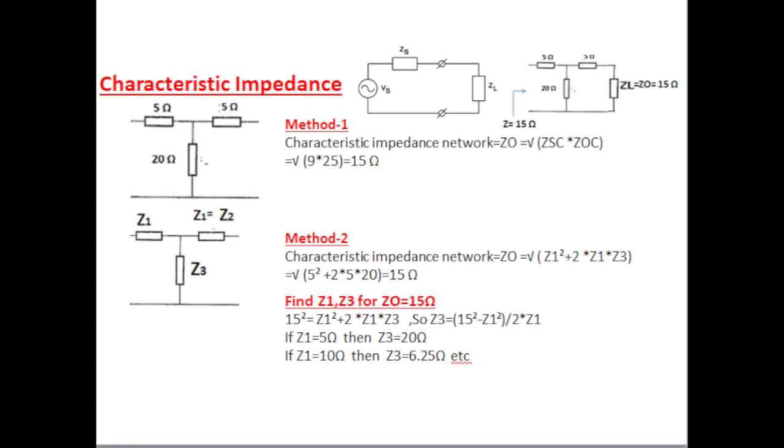Find Z1 and Z3 for characteristic impedance equal to 15 ohms. 15 squared is equal to Z1 squared plus 2 into Z1 into Z3. So Z3 is equal to 15 squared minus Z1 squared, whole divided by 2 into Z1. If Z1 is equal to 5 ohms, then Z3 is equal to 20 ohms. If Z1 is equal to 10 ohms, then Z3 is equal to 6.2 ohms. Like that.